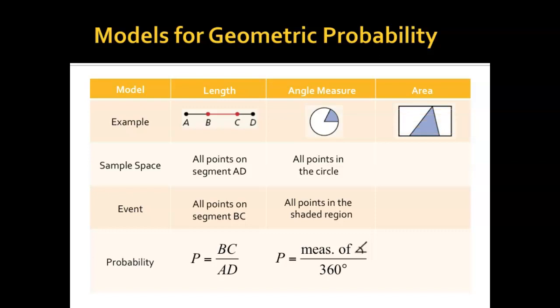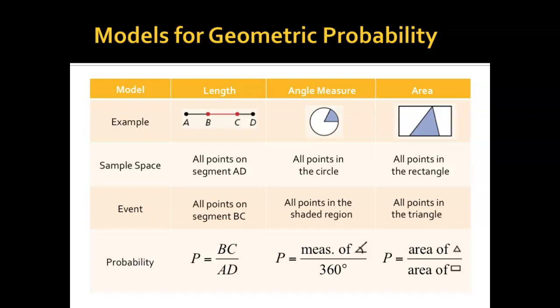Now let's see if we were looking at area. Let's say you had a rectangle and this shaded triangle, and let's say the sample space is the rectangle, so that would be all the points that are in the rectangle, and the event, or the favorable outcome, is the shaded part, the triangle. That would be all the points in the triangle. So the probability here would be the area of the triangle divided by the area of the rectangle.